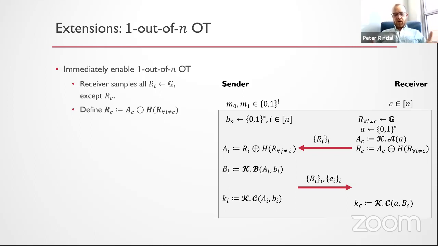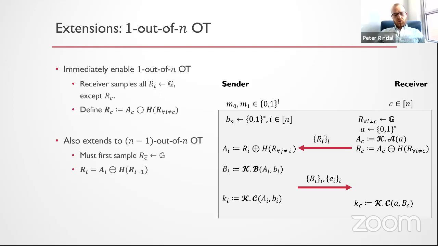This is one of the things I was referring to, that you can maybe use this in other places, and that you can get 1 out of n. In addition, you can also, curiously, get n-1 out of n oblivious transfer by using a different way of linking the R values, by defining the next R value as a function of the previous one. This effectively means that the adversary first has to pick one R value and then it can choose all the other ones adaptively.